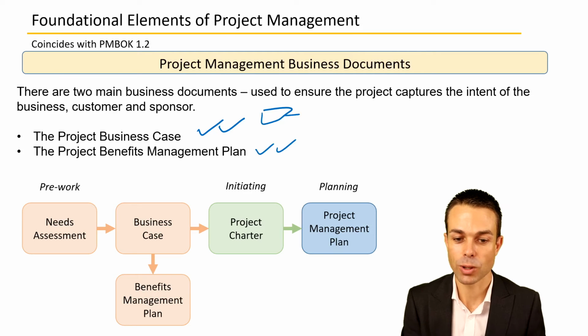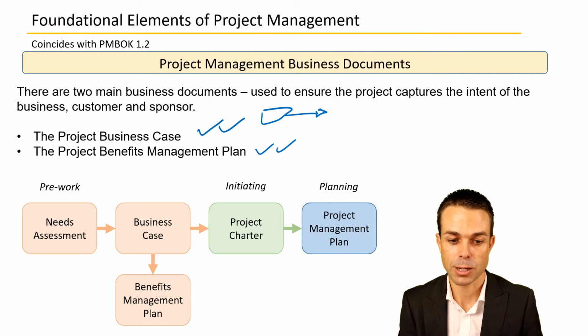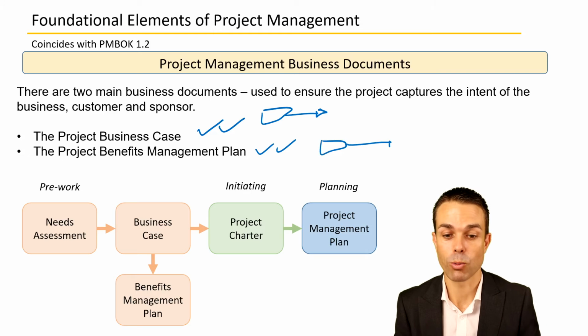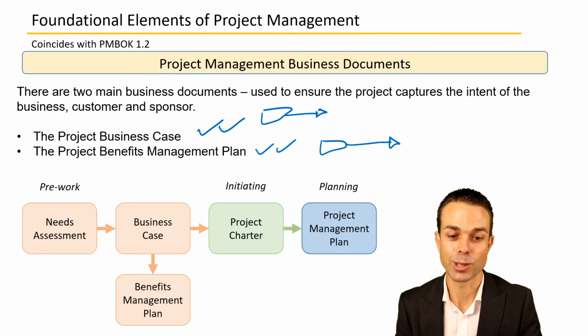Ultimately, the business case will help us kick off the project and start the project. But the project benefits management plan will help us manage those benefits that we're wanting to deliver and make sure that we are delivering on those benefits when the project is delivered.